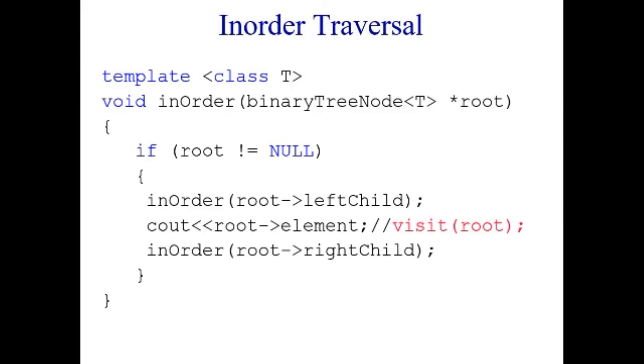So we are checking whether the binary tree is empty or not. If it is not empty, I can traverse. If it is empty, I cannot traverse. That's what we are checking. If root is not equal to null, what should we follow?